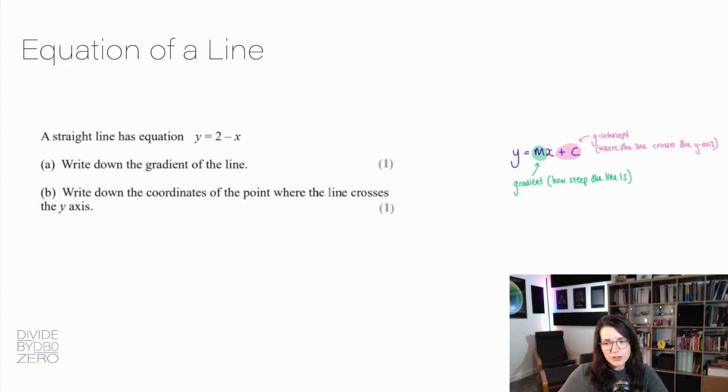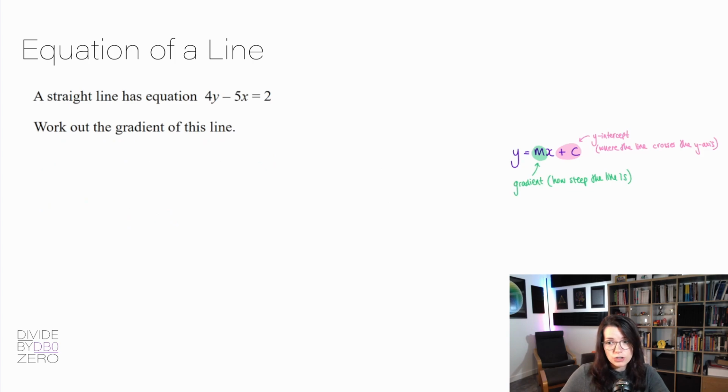Here's an example. A straight line has equation y equals 2 minus x, and they want us to write down the gradient of the line. Now remember, the gradient is the number in front of the x, always. In this case, it looks like there isn't one, but that's because a minus with no number is the same as minus 1. Minus 1 times x. Then write down the coordinates of the point where the line crosses the y-axis, in other words, the y-intercept. That's the number that's on its own. So in this case, 0, 2.